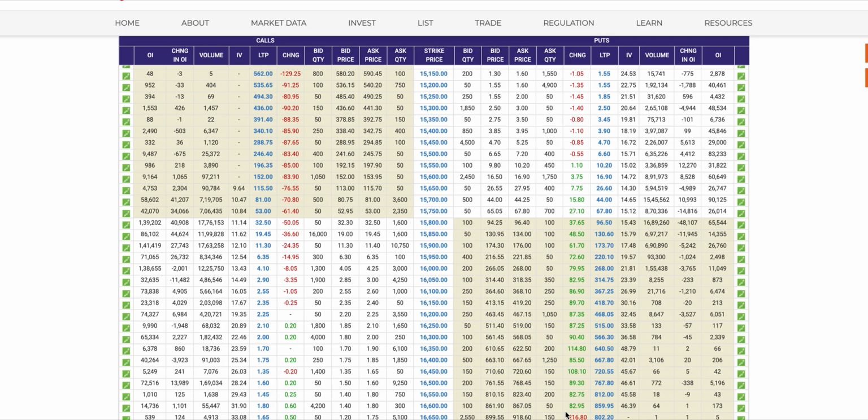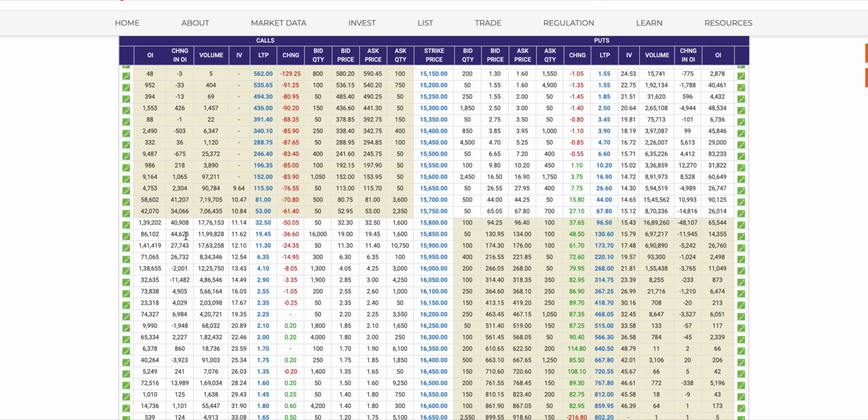So today's topic is about the fund size. What amount should you have in your account so that you can execute some option trades? So let's look at the market today. Somewhere here we are, between 15,750 and 15,800.